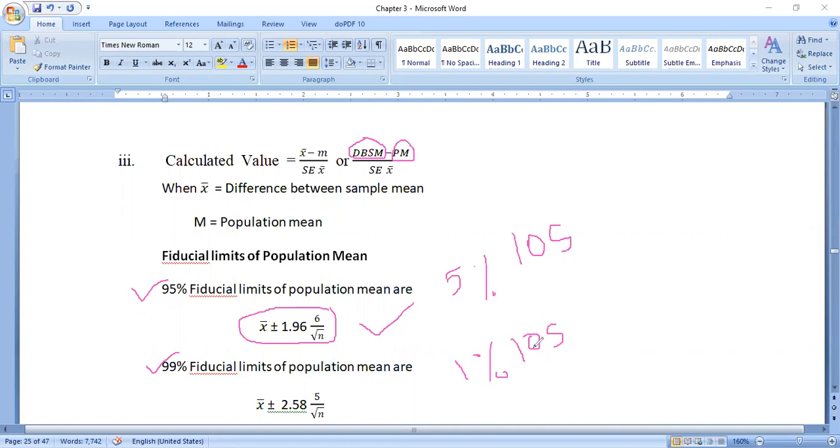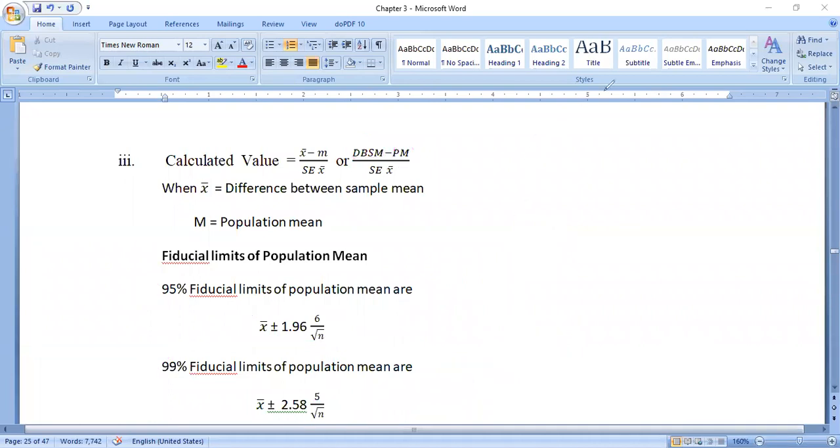Fiducial limits of the population mean are here. This is the formula: x bar plus or minus 2.58 into standard deviation divided by under root n. Please note down the formula: x bar plus or minus 2.58 into standard deviation divided by under root n.